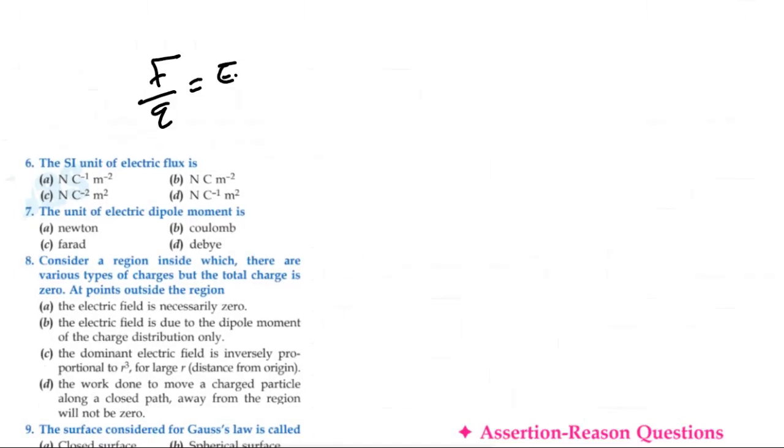Here, what is the SI unit of electric flux? Flux phi equals E dot ds, right? Electric field into ds. So what will be the unit? Newton per Coulomb meter square. Newton per Coulomb meter square.